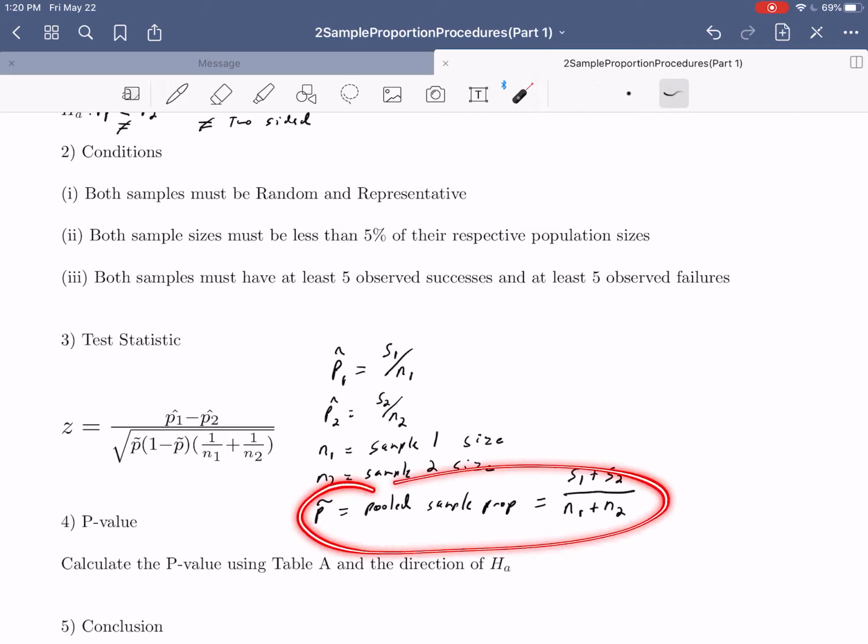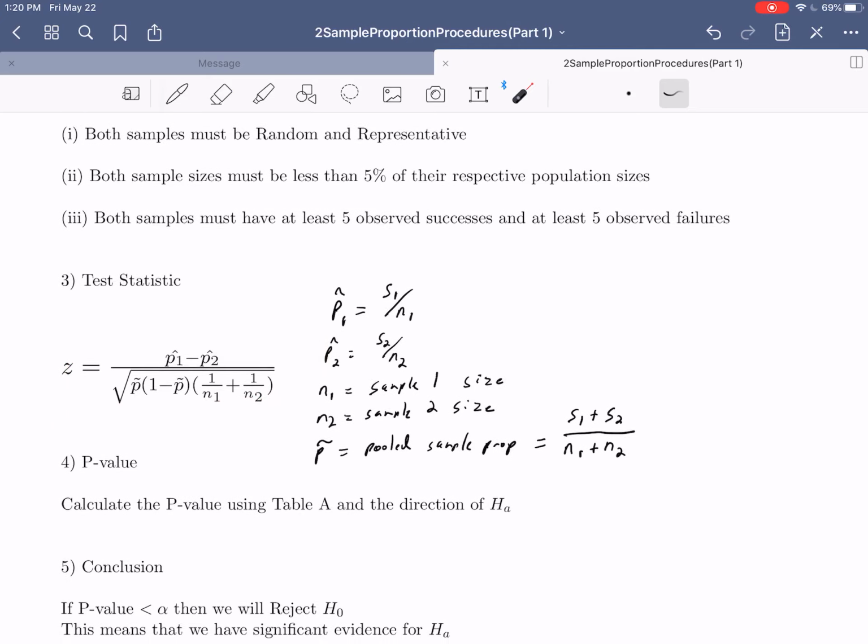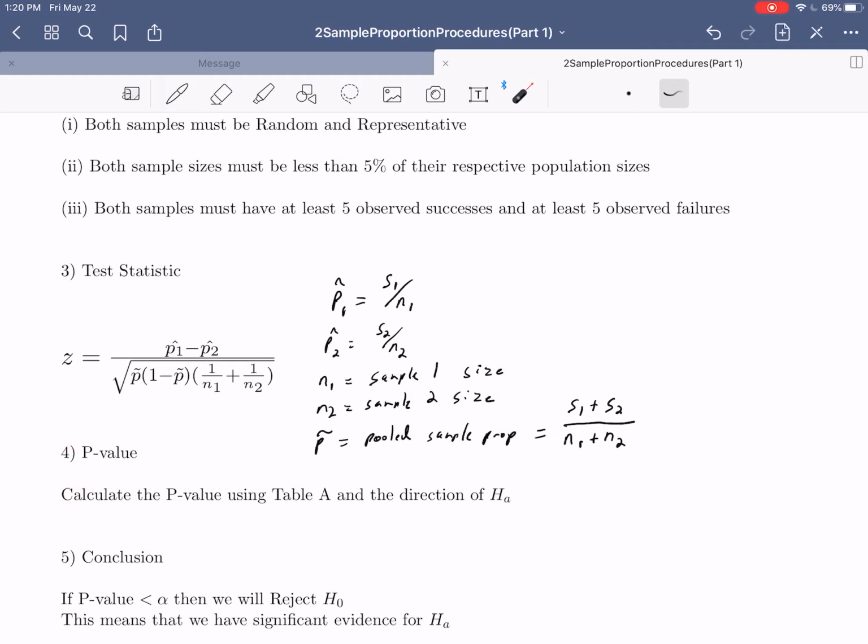So this pooled sample proportion is calculated by adding the successes from sample 1 and the successes from sample 2, and then dividing by the total sample size. It's a little bit more complicated because it has a variable here that you need to calculate separately, that isn't just from your raw data, but this gives us the test statistic for this two-sample proportion procedure. For the p-value, this should be very similar to when you did the one-sample proportion.